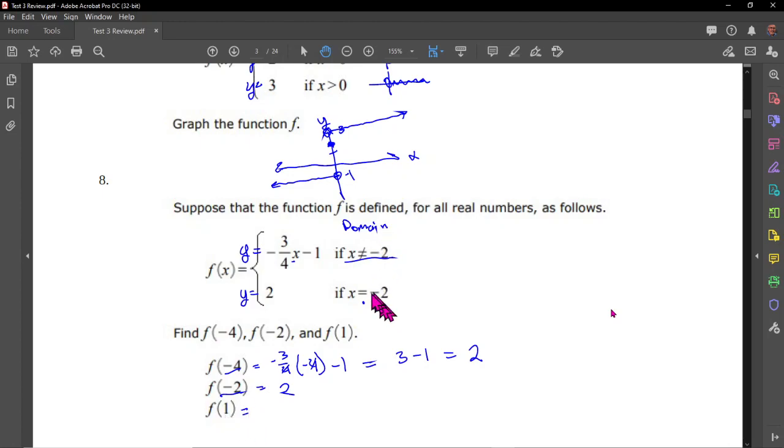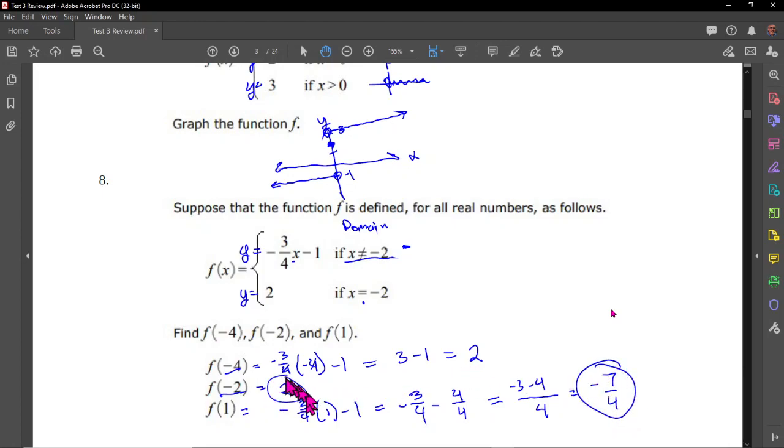When f of 1, when x is 1, we check the domain. Nope, x is not -2, so we're back up here again, so we plug in 1 for x. -3/4 times 1 minus 1 is -3/4 minus 1, and then we need a common denominator. Just remember, 1 is always the same thing in top and bottom. So with the common denominator 4, we can rewrite 1 as 4/4. That's another way to write 1. Now that we have a common denominator, we combine the tops. -3 minus 4 gives us -7/4.